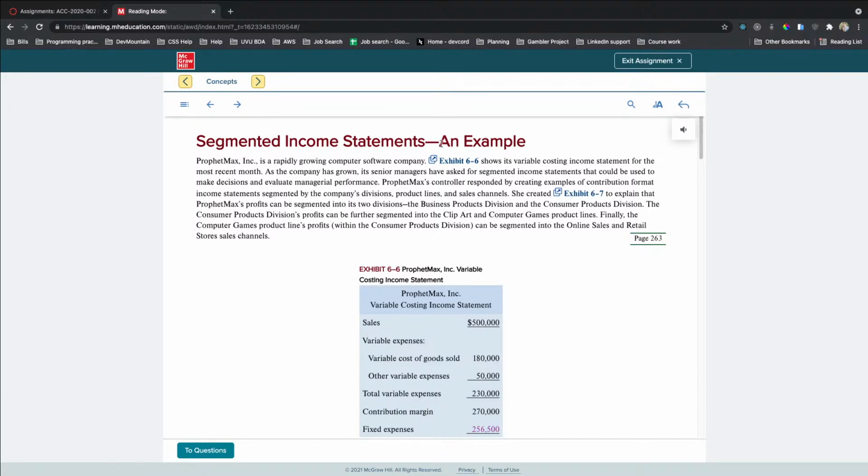Segmented income statements, an example. ProfitMax Incorporated is a rapidly growing computer software company.